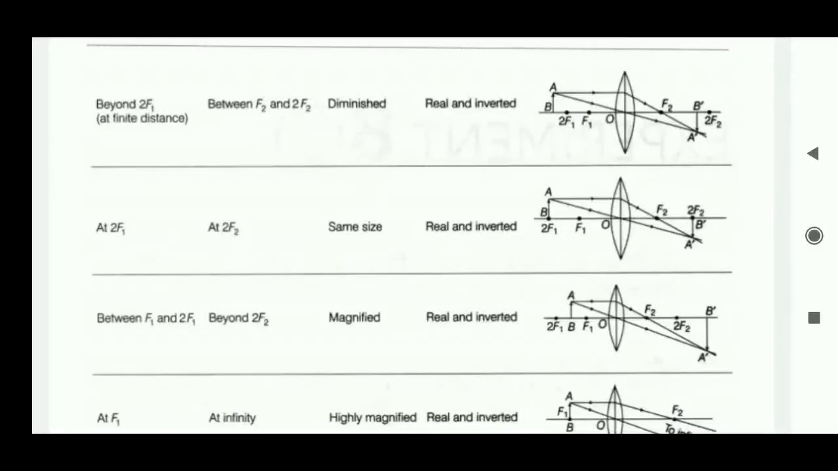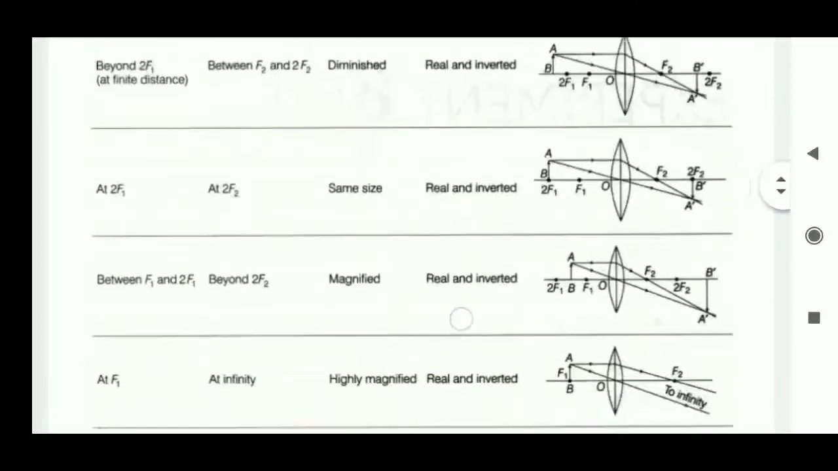Suppose you bring this object closer to the lens, so that it is now between f and 2f. According to the principle of reversibility, last time the object was beyond 2f and we got the image between f and 2f. Now the object is between f and 2f, so we get the image beyond 2f. In this case the object distance is less than the image distance, so we get a magnified image. So we get a real, inverted, magnified image.